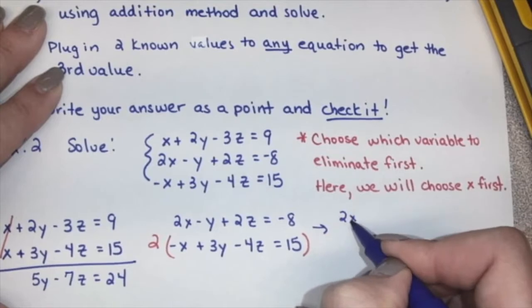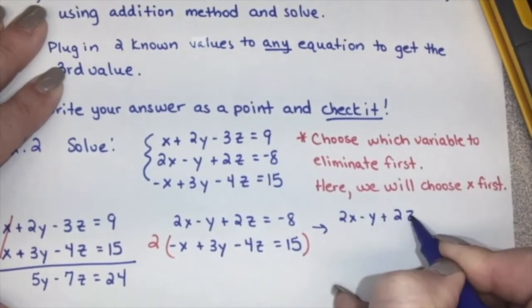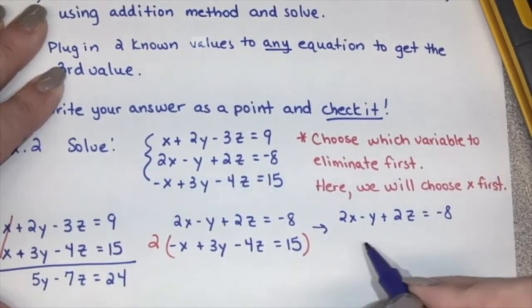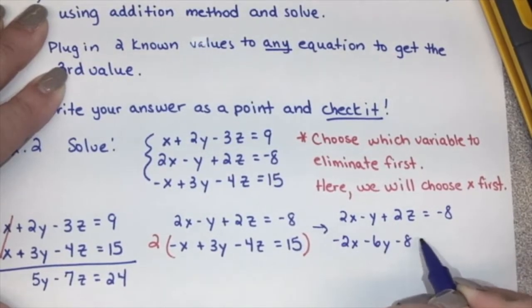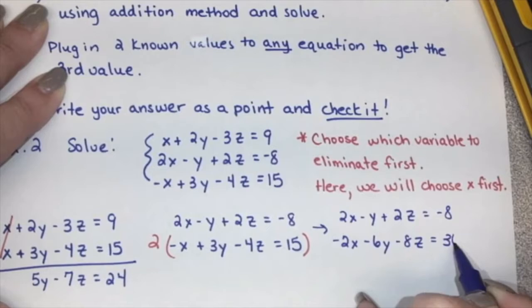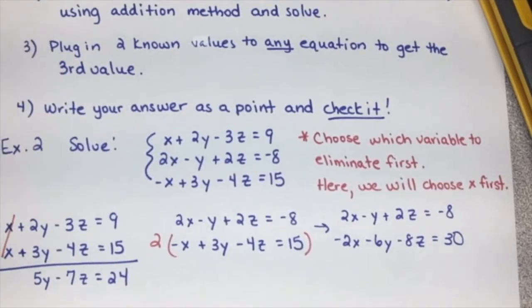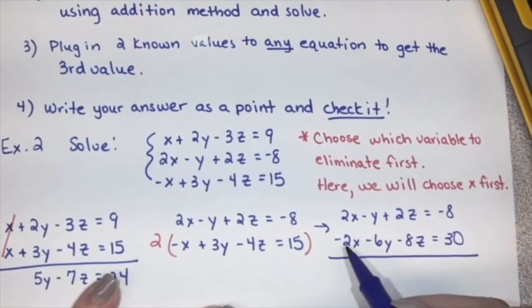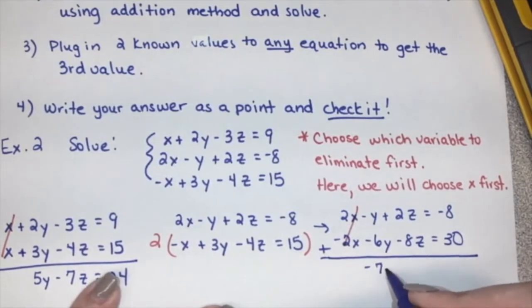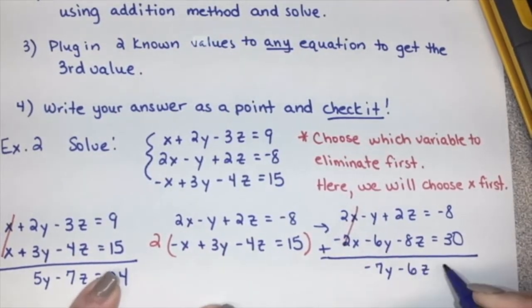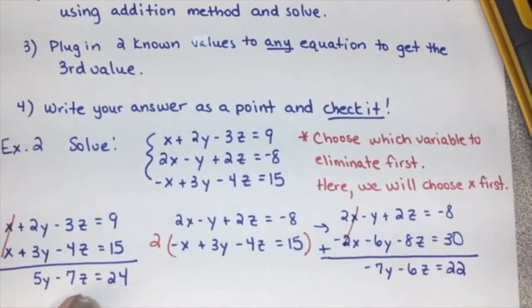So I'm going to get 2x minus y plus 2z equals negative 8. Nothing changed on the first equation. And then negative 2x minus 6y minus 8z equals 30. Notice everything got doubled, not just the first term. Now when I combine these together, the x term is going to go away, and I'm going to get negative 7y minus 6z equals 22.